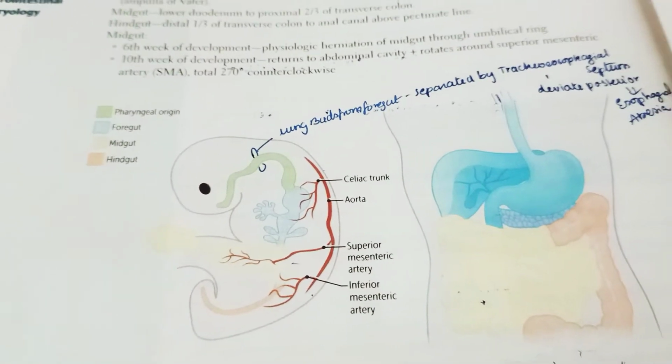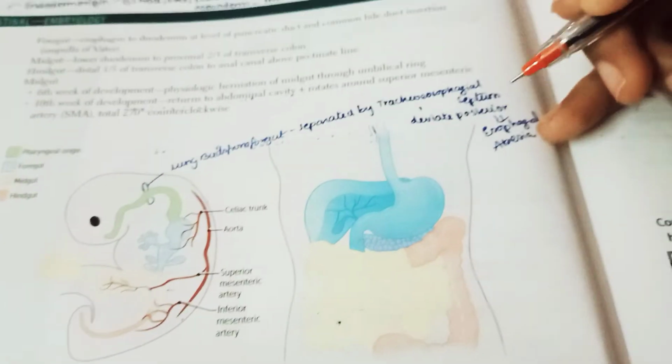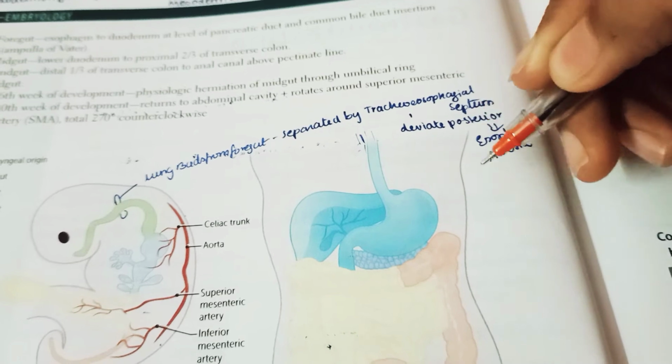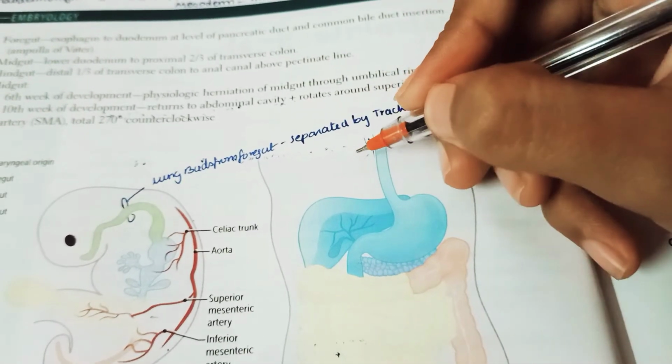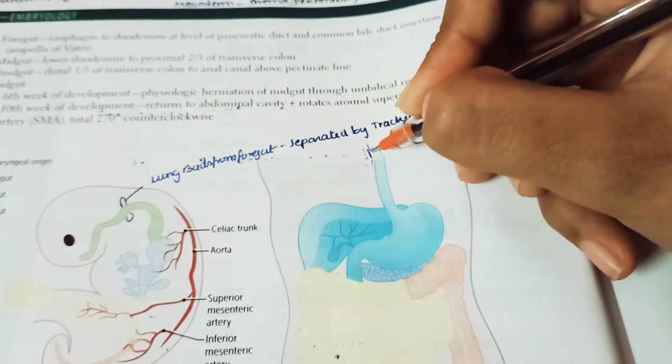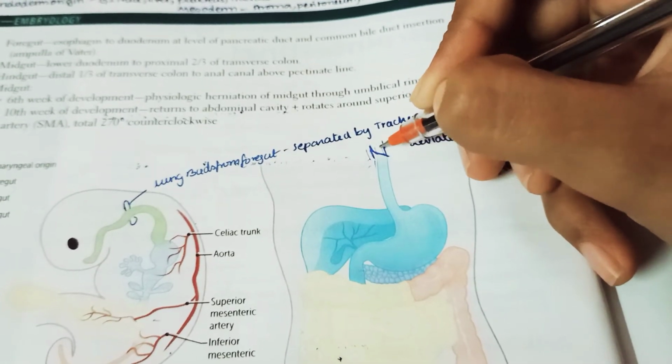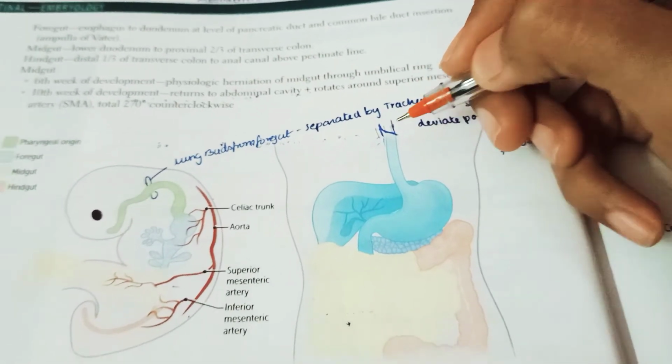Okay, and there's one thing that if the tracheoesophageal septum deviates posteriorly, then it will cause esophageal atresia, because if this septum is growing and if it is going like this posteriorly, it will close the esophagus and that will lead to esophageal atresia. Next coming to mesentery.